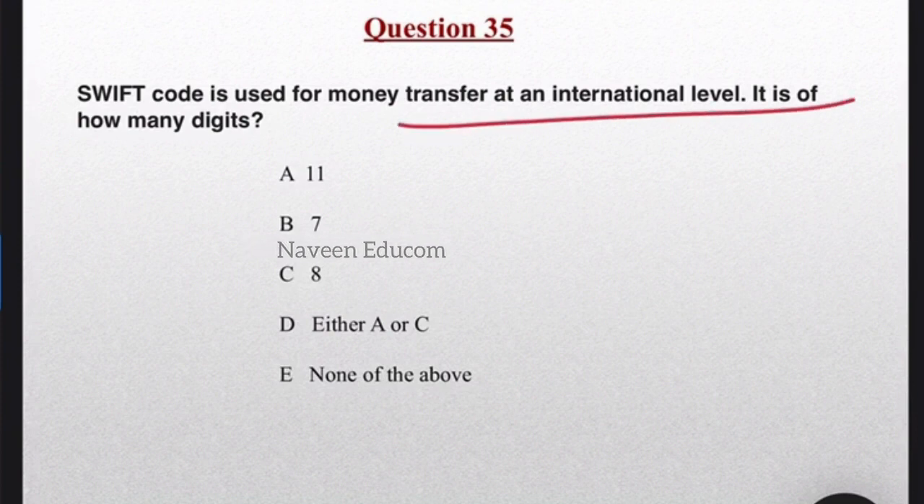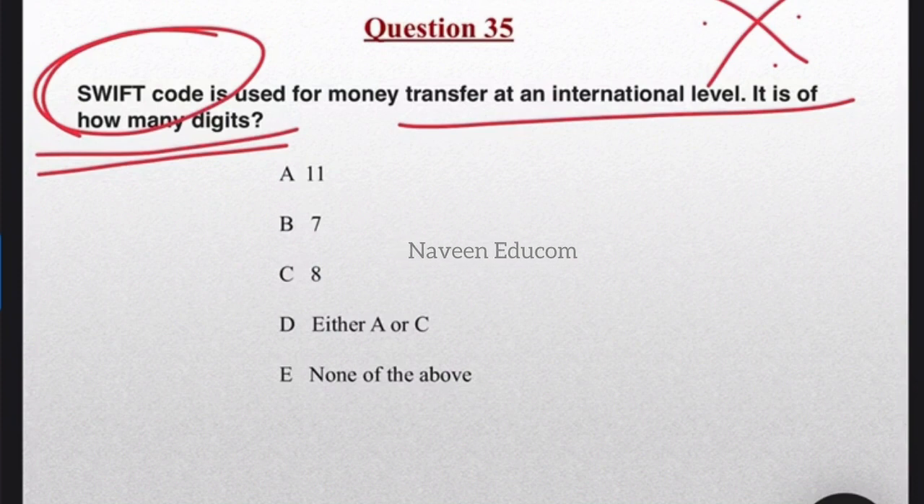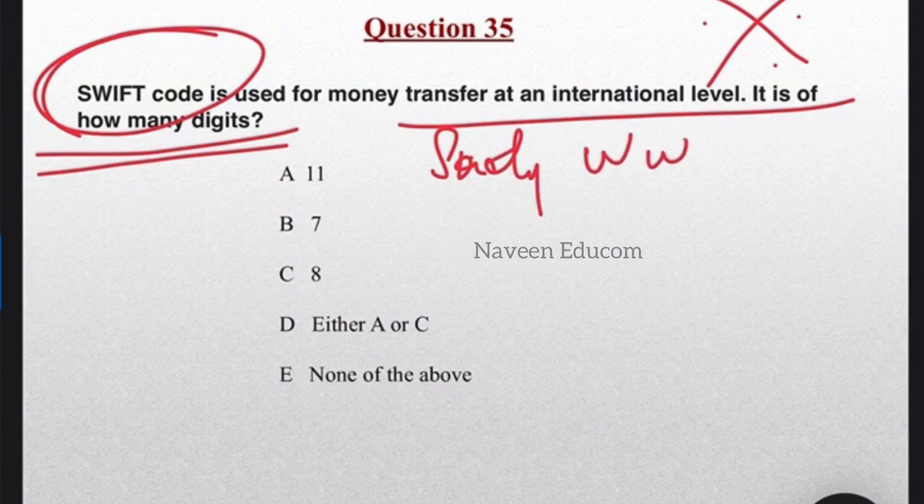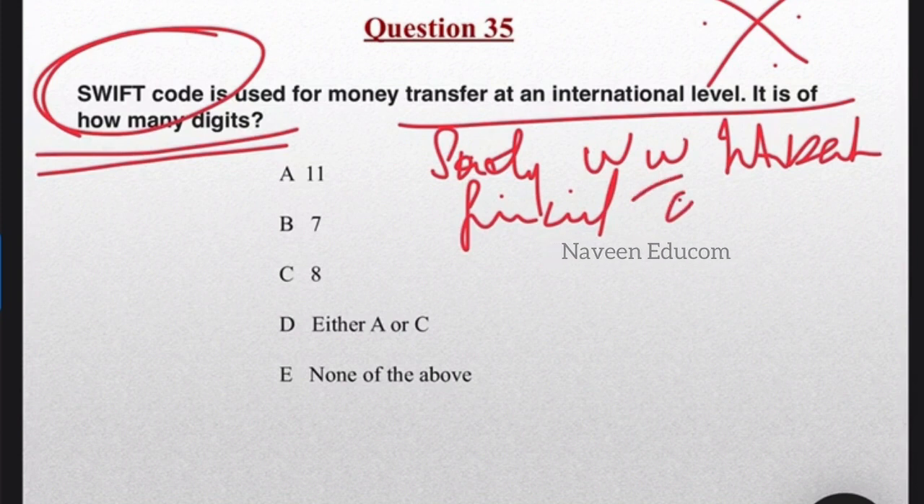SWIFT code is used for money transfer at the international level. You all know that. It is of how many digits? We have talked about the IFSC code in the last video, and this video is regarding the SWIFT code. So what is it? Students, SWIFT stands for Society for Worldwide Interbank Financial Telecommunication.